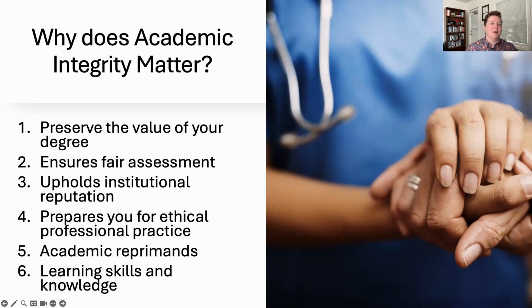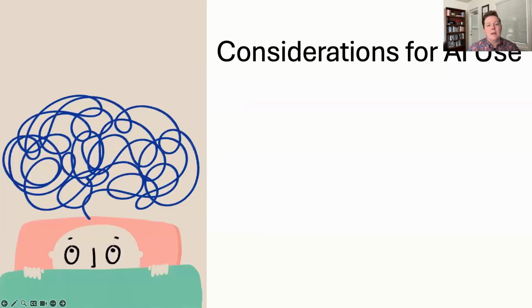So those are some ideas about why integrity matters. And here are some considerations for AI use. I'm not telling you not to use AI. I like AI, but these are important things to think about when you are using it. First, make sure you properly attribute whatever comes out of AI. If you're using it to generate content or brainstorm, and it's some of its text, make sure you're properly citing it.